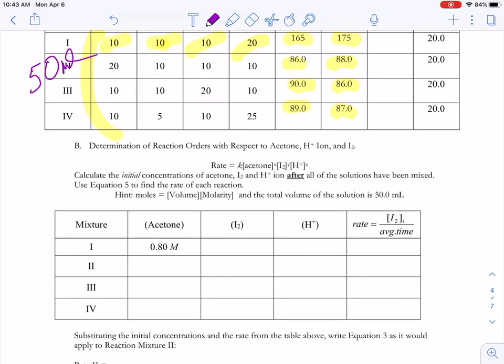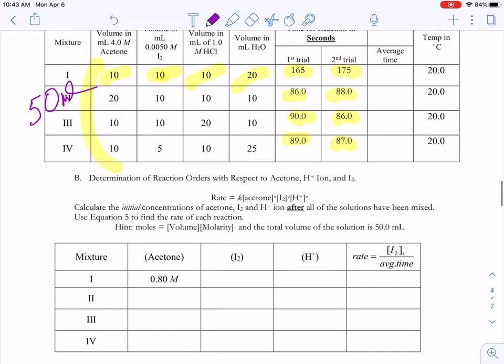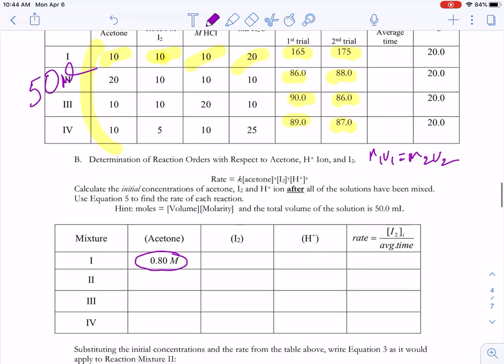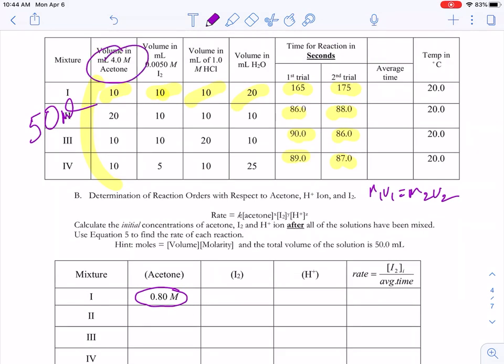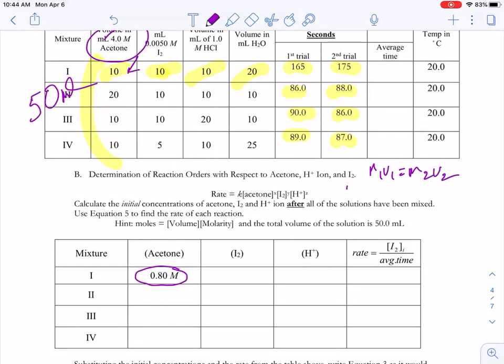Now, I want to make sure everybody knows what's going on here. What we want to do is calculate the concentration of the acetone just after everything has been mixed together. To do that, we're going to use the idea that M1 V1 equals M2 V2, and the total number of moles is going to stay the same. I'm going to do this first one with you to make sure that you can get this number. So we started off with 10 milliliters of a 4 molar solution.